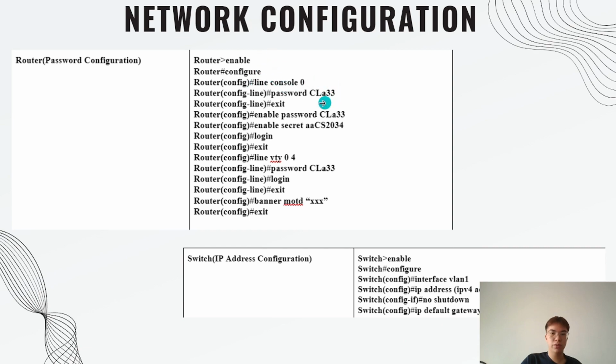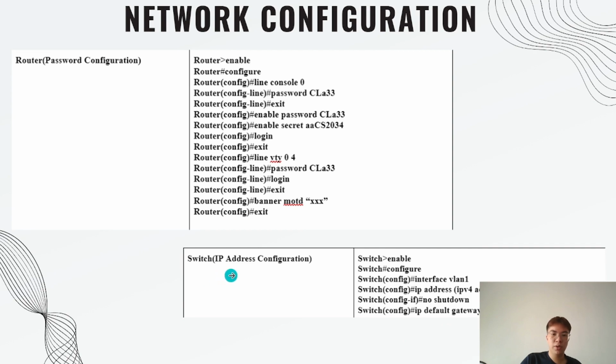First, the line console 0, then the password given by the question and the secret password given by the question. And we can set the line VTY password. The password CLA33 depends on your password, line console password CLA33. The banner you can design yourself, put whatever you want. So it's the same as for the router and the switch.